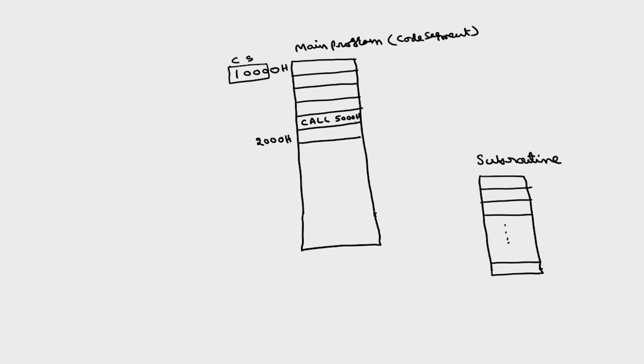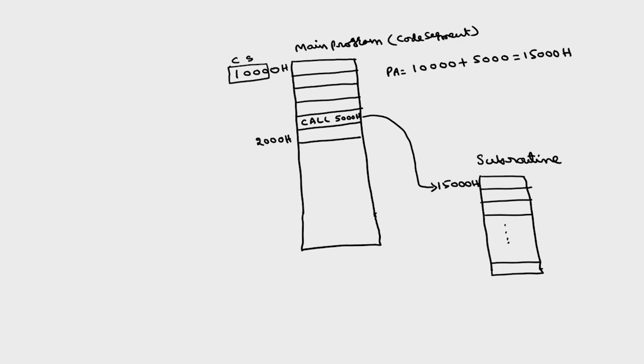So, what will be the physical address of this one? The physical address of the call target will be 10,000 plus 5,000, so the physical address will be 15,000. So, you have to write the subroutine from 15,000 onwards. Whenever the microprocessor executes this call instruction, it calculates the physical address from where this subroutine is to be called, that is 15,000 H. So, the microprocessor control goes to this instruction.